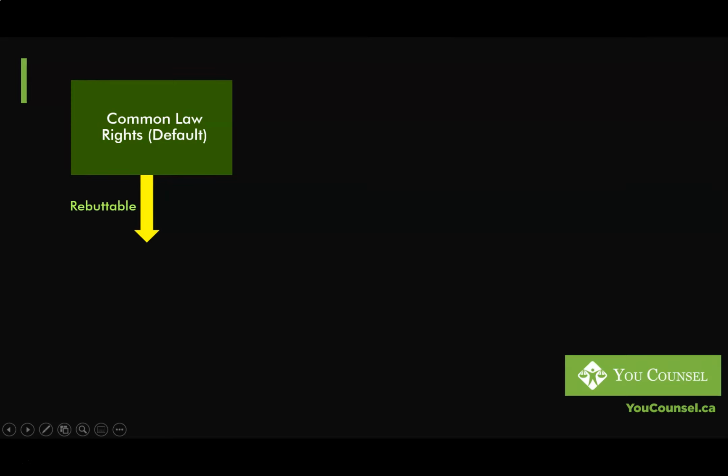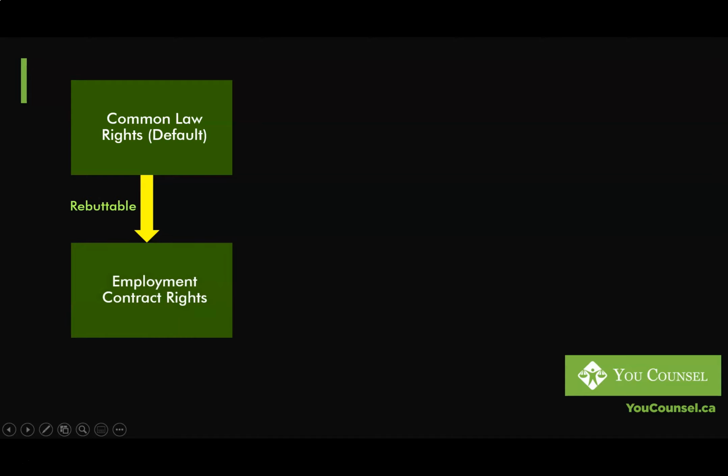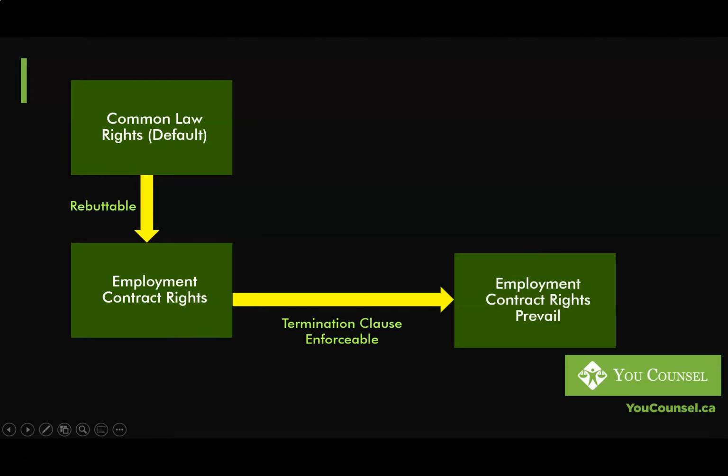There is a presumption that it could be rebutted. How can they be rebutted? By an employment contract, which creates its own rights, termination rights. But for an employment contract to be enforced, the termination clause needs to be enforceable. If it is enforceable, then employment contract rights will prevail. But if the termination clause is unenforceable, because it's ambiguous or because it violates the ESA, then you go back to common law rights, which are the default rights for an employee.